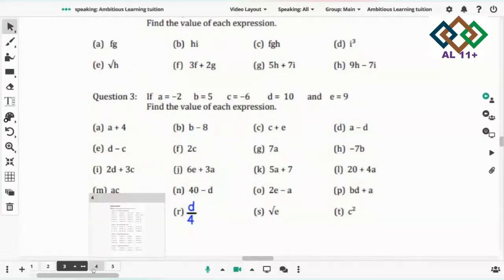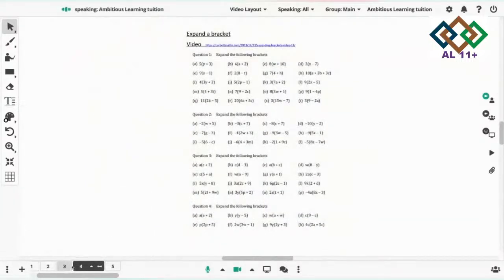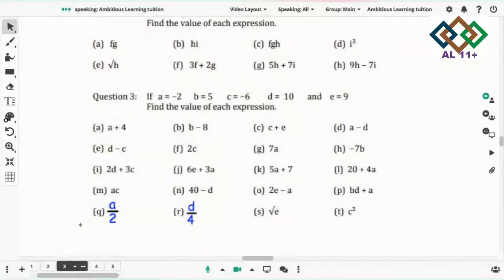Let me see if the other one is different. Okay, let's leave this one. This is the same as we did the previous one. I'll leave this one for you guys to do on your own, because it's the same equations you did. And I'll go on to the next sheet because the next sheet is a little different.